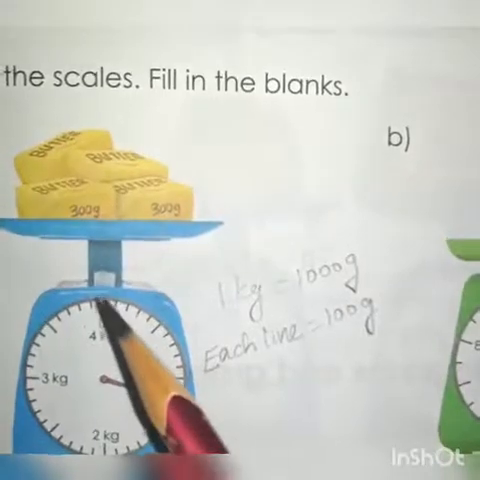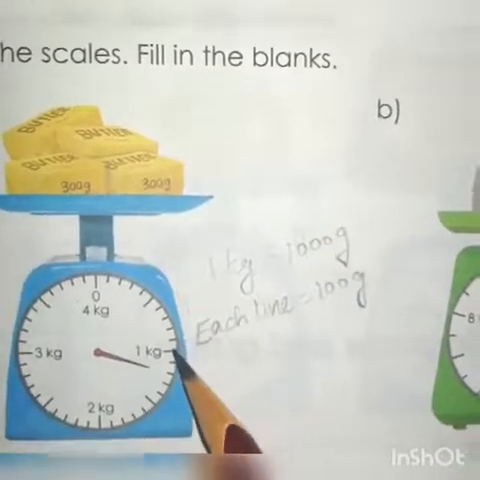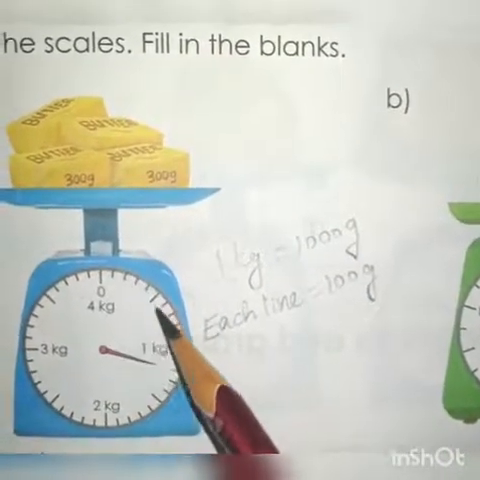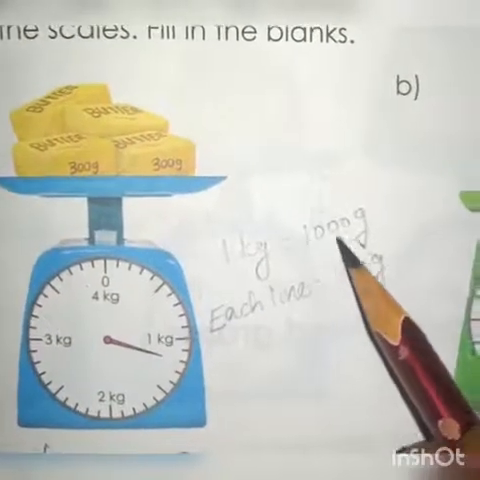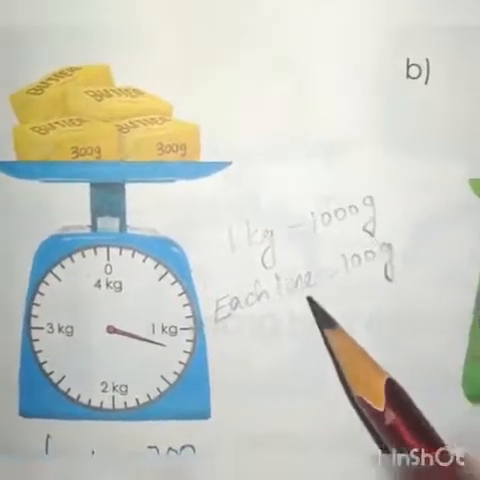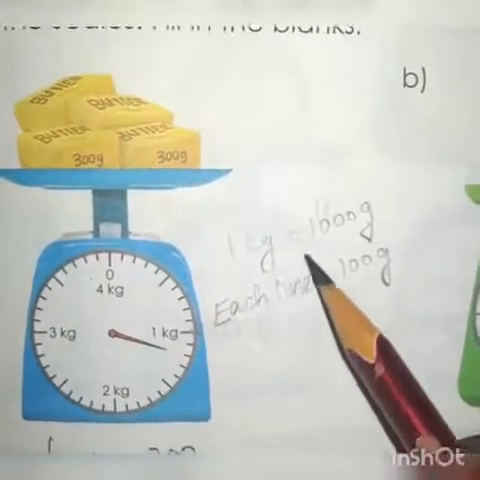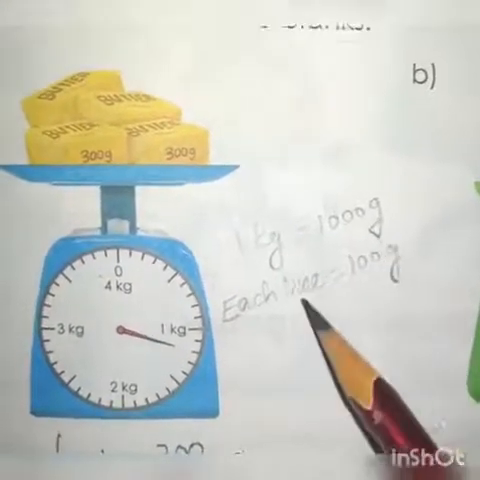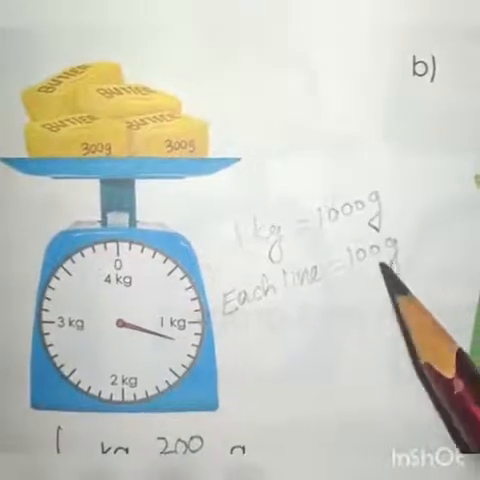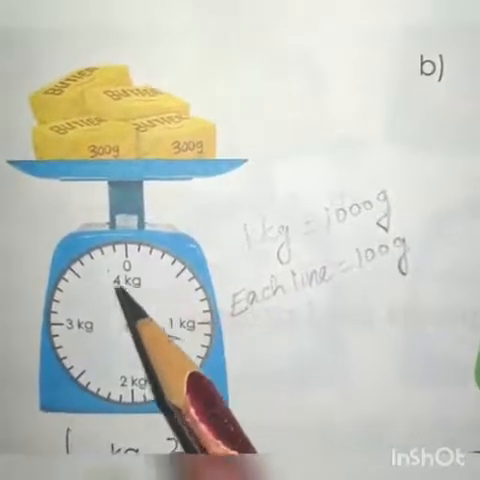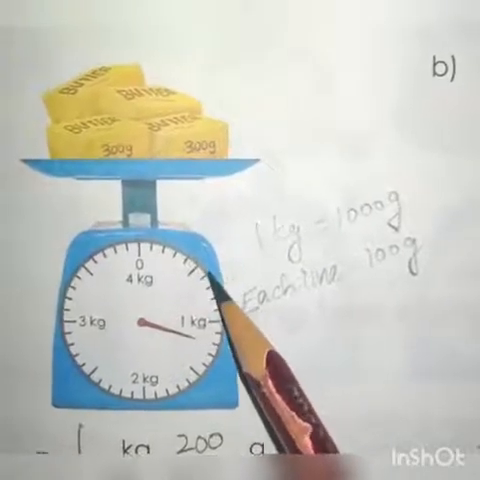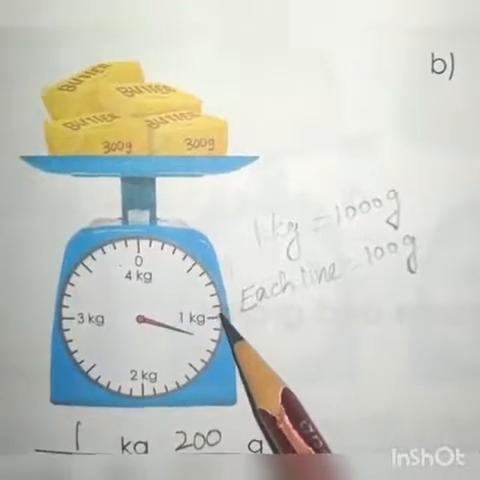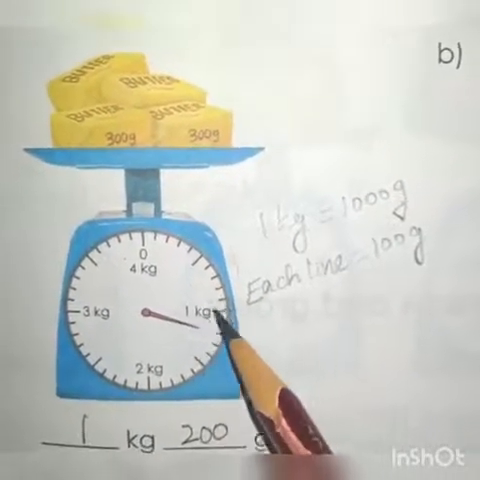As we have seen already, between 0 to 1 kg, 10 lines are there. So 1 kg is equal to 1000 gram means each line represents 100 gram. Let me check it. 100, 200, 300, 400, 500, 600, 700, 800, 900, 1000. So 1 kg is equal to 1000 gram.